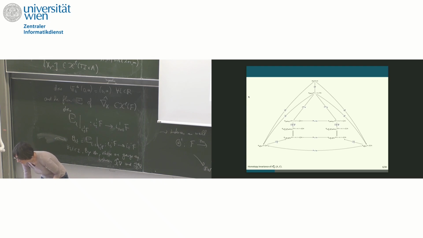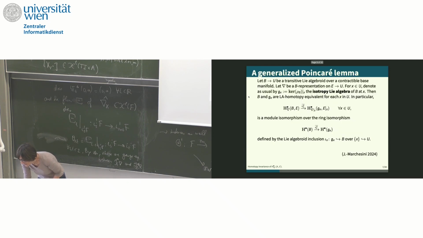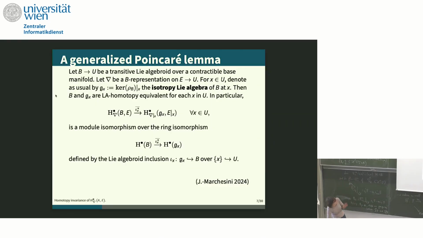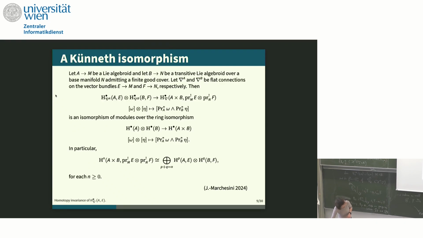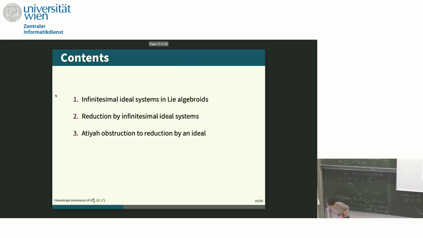Right. Oh, and I forgot. We also have some other standard results which are generalized to the context of the algebroid, but maybe ask me later. That's all in our paper, and it will all be in Rosa's thesis as well. So we have a generalized Poincaré lemma, we have a Mayer-Vietoris formula, and we have a Künneth isomorphism for twisted Lie algebroid cohomology. But now let's get to today's topic.